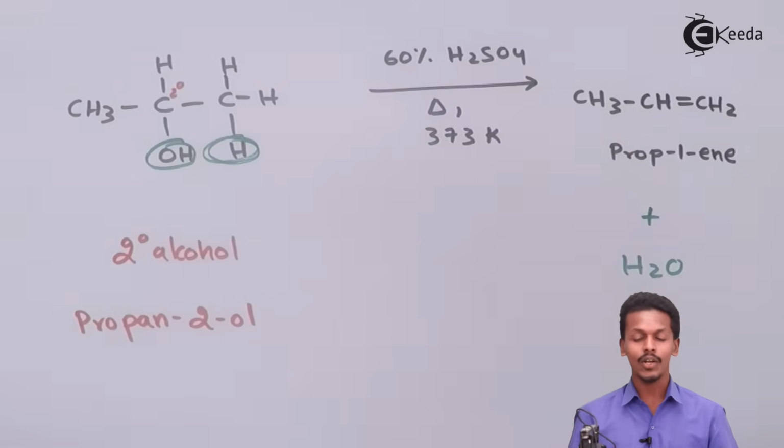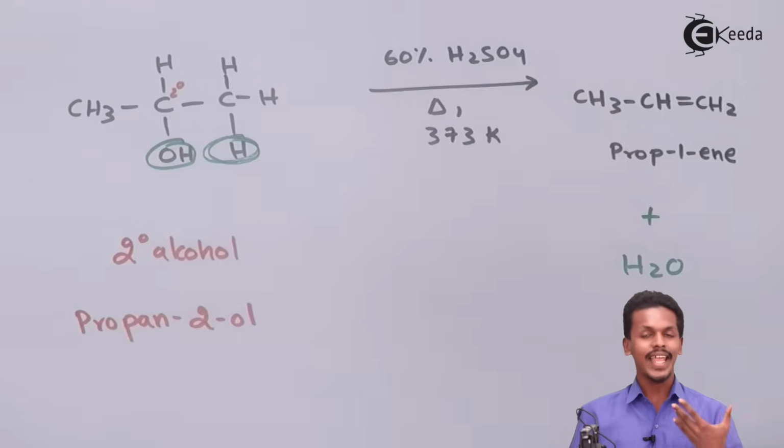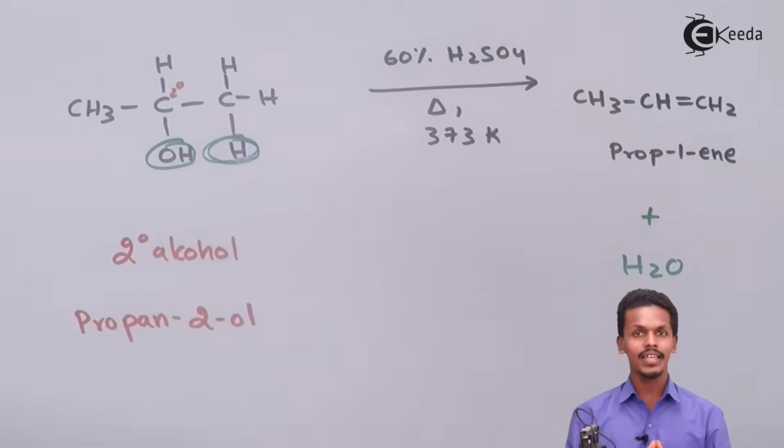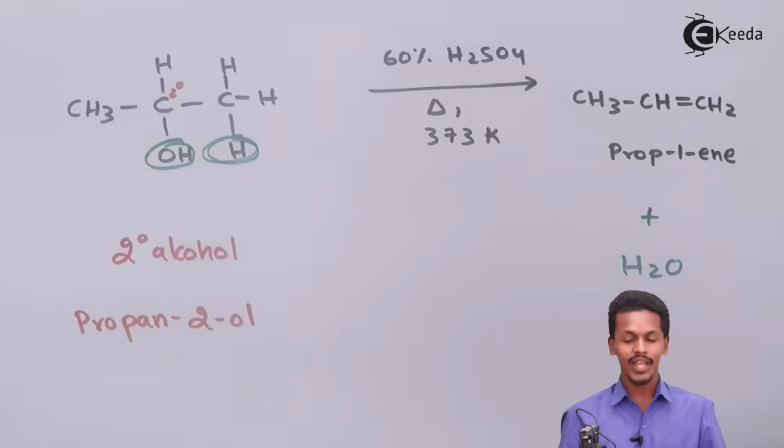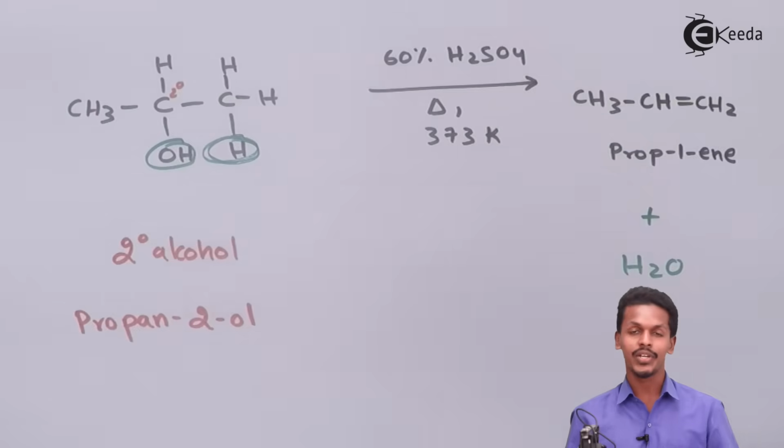So this was a secondary alcohol, and not only for propane-2-ol, we could also try butane-2-ol or any kind of secondary alcohol, but the condition should be favorable, and only then would the reaction happen. And again it is a dehydration process, and that is known as a beta elimination process.